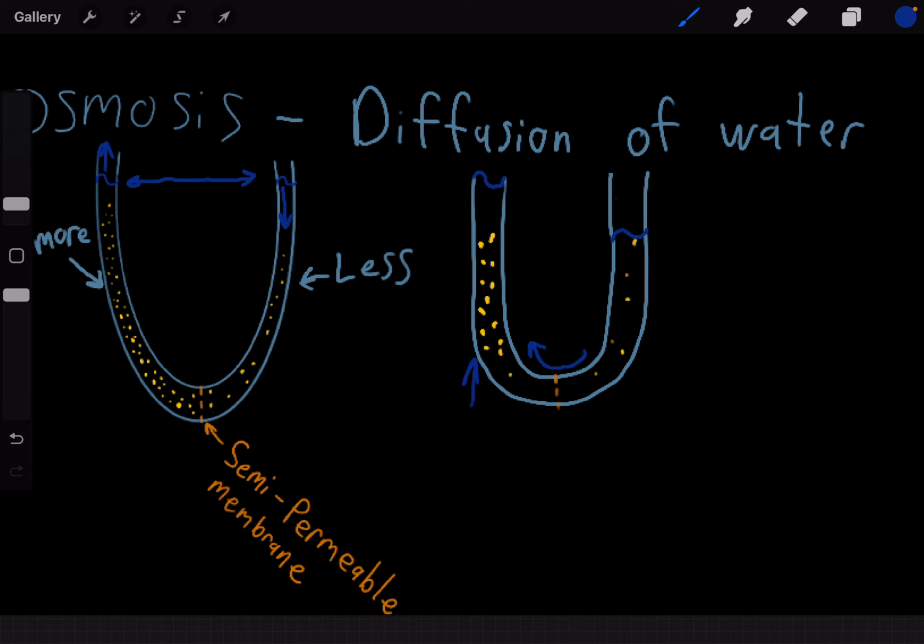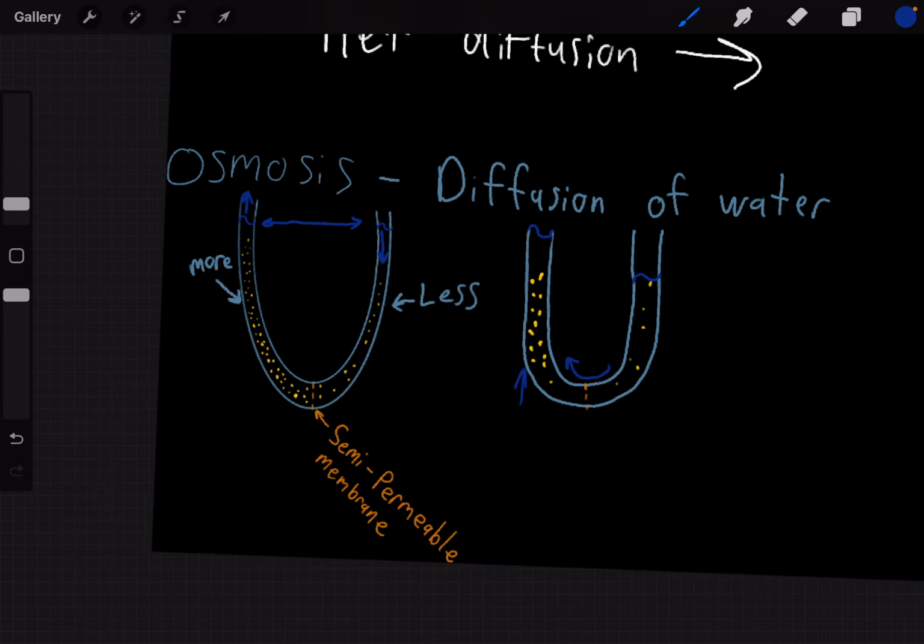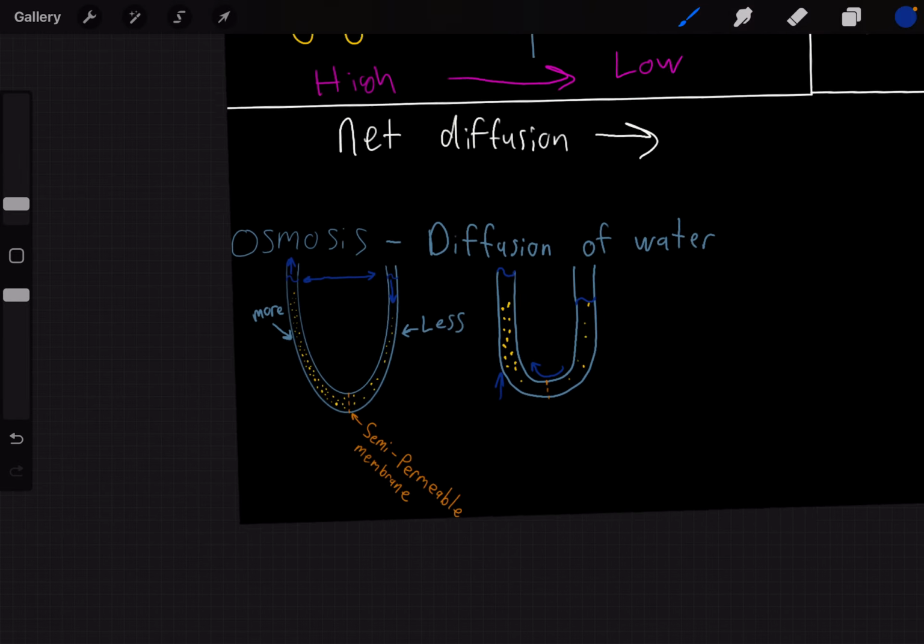And again, this is due to the semi-permeable membrane where the water is going. And this is diffusion of water, where water is going through the semi-permeable membrane. That is osmosis.